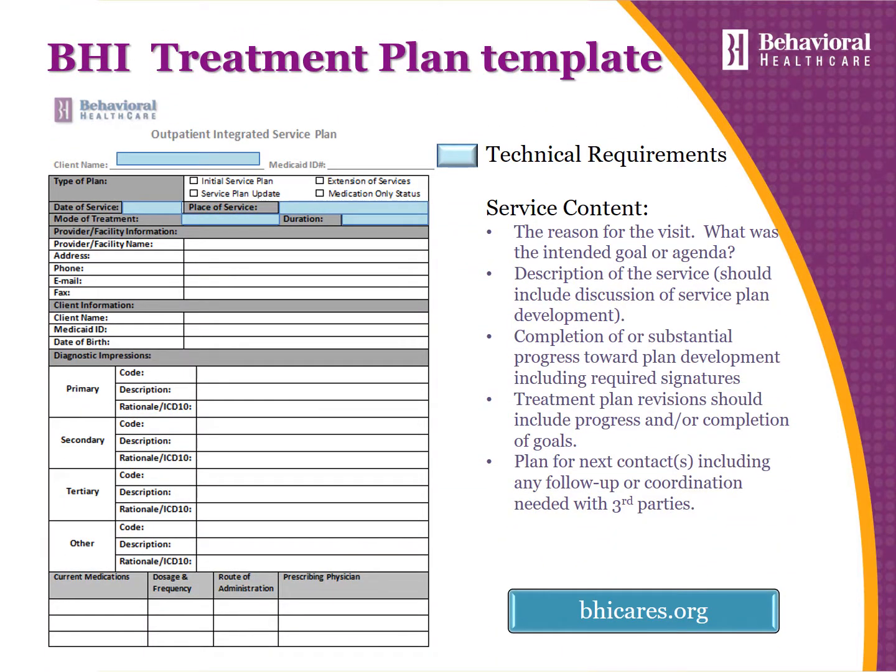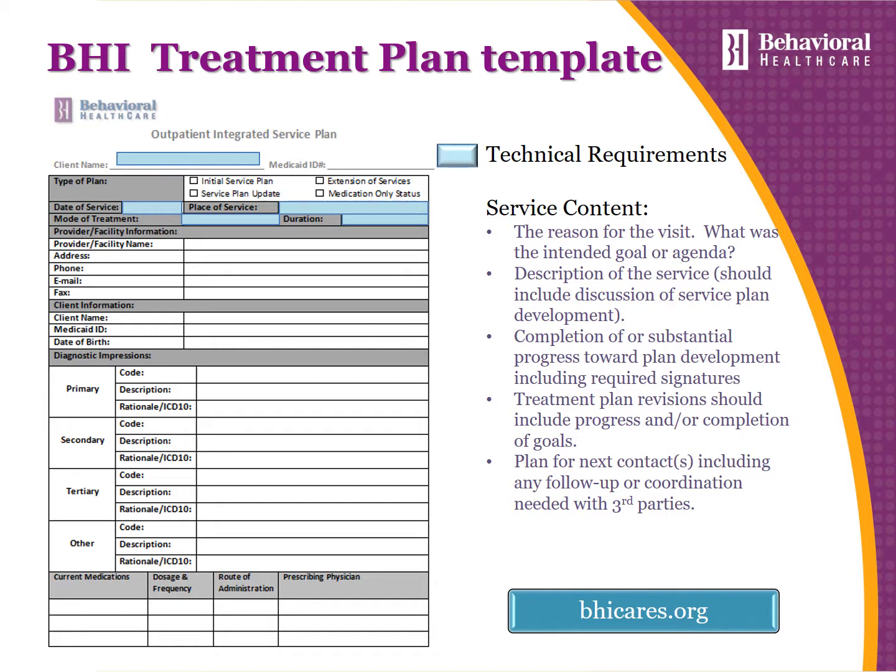This is an example of BHI's template for treatment planning. It is available on BHI's website at bhicares.org. You can request the form as a Word document. If you use this form correctly, you should meet the minimum requirements for treatment planning.